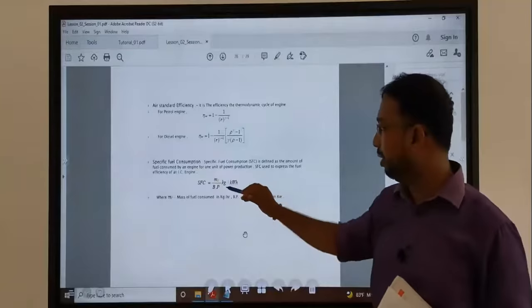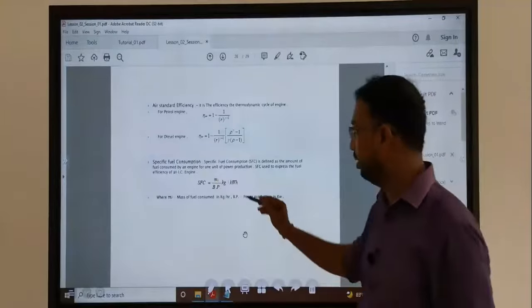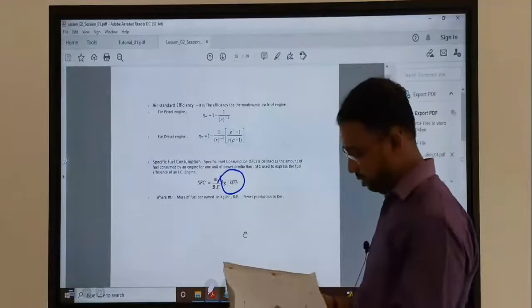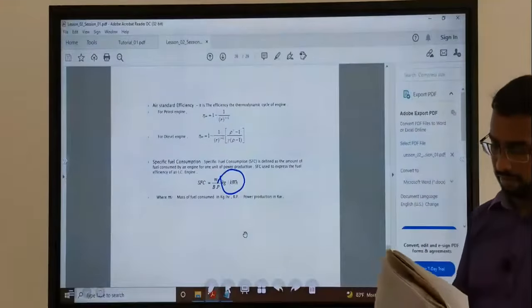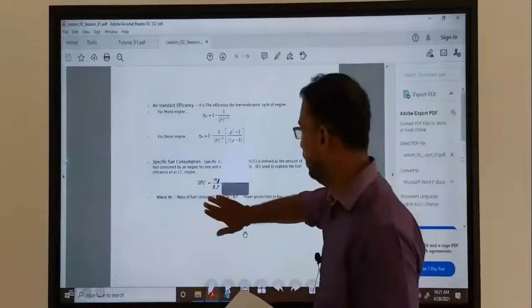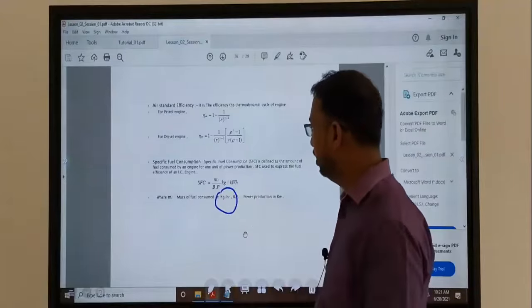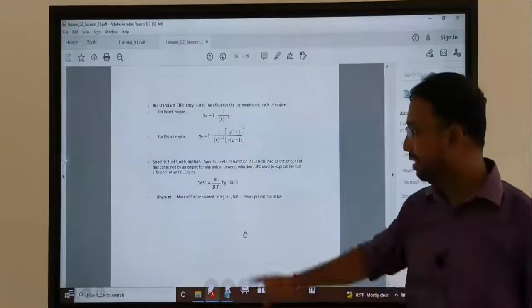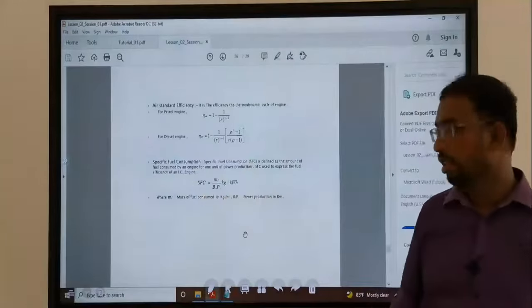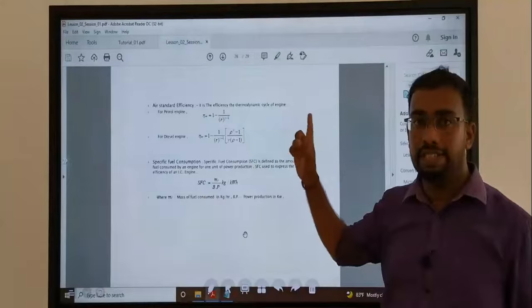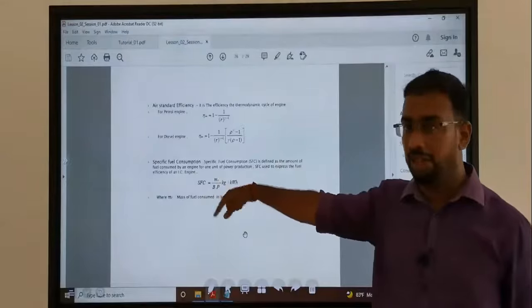Finally it comes to kilowatt per hour. Here I explain how this final value comes. Here the mass of fuel consumed is in kilogram per hour. So in this equation we have to put the standard value of mass of fuel consumed in kilogram per hour. So we have to change that kilogram per second to kilogram per hour. Then we can substitute the value here.